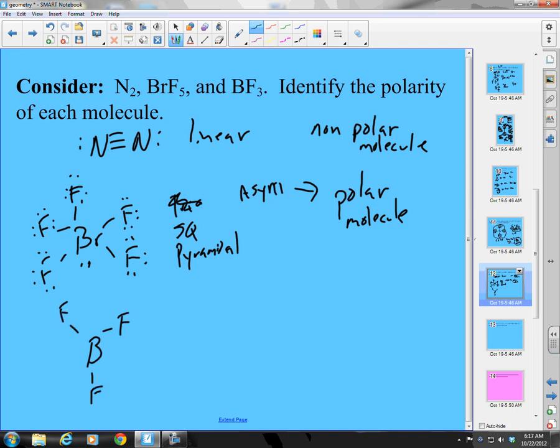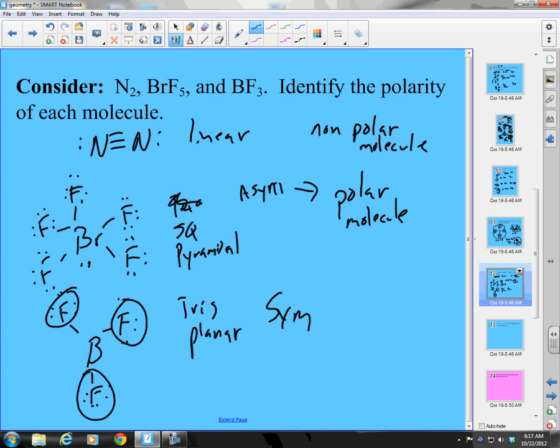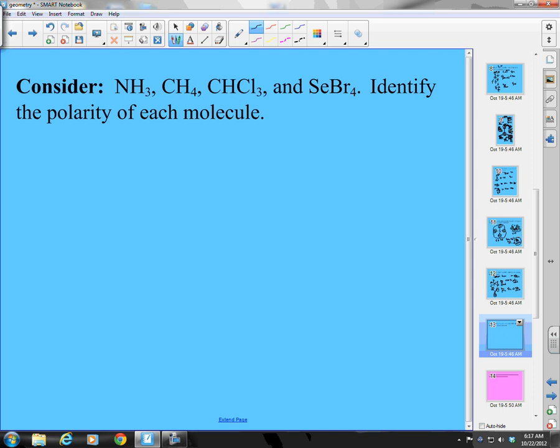trifluoride, right? And we said the shape of this was trigonal planar, and we all know that trigonal planar is symmetric. Do I have the same atoms surrounding my central atom? Do they have the same electronegativities? Yes, so this would be a non-polar molecule. Okay, great. All right, let's try these. Give this a shot, and I'll give you a hint. There's a trick here. Go.